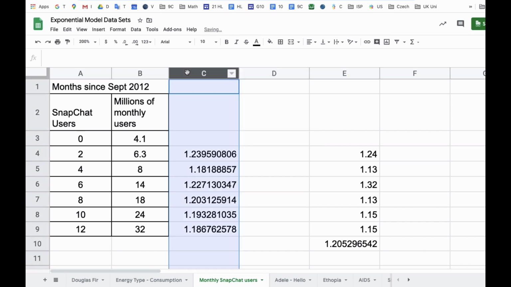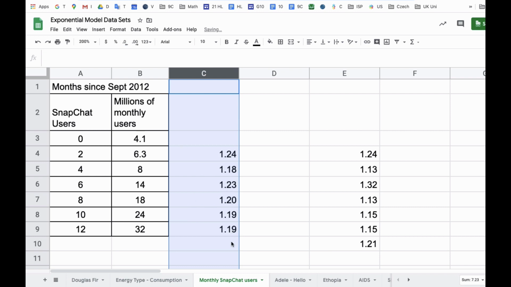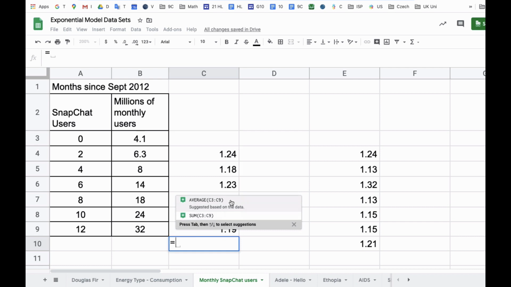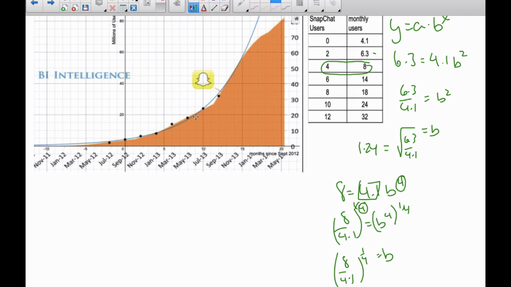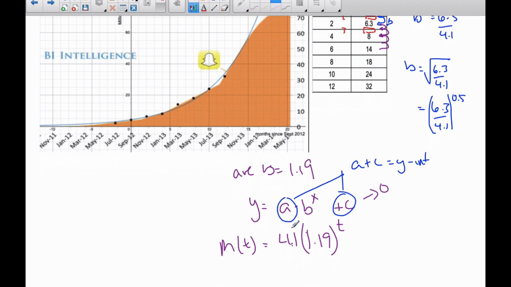These numbers are too hard to read as they are, so let's make the decimals smaller. Here are the averages. And so now if I find the average of these, I get 1.21. And so from this particular method, and granted this is modeling, it's not going to be exact values, I get y is equal to 4.1 times 1.21 to the power of x. It's similar, but it's a little bit different than method 1, where we got 1.19.